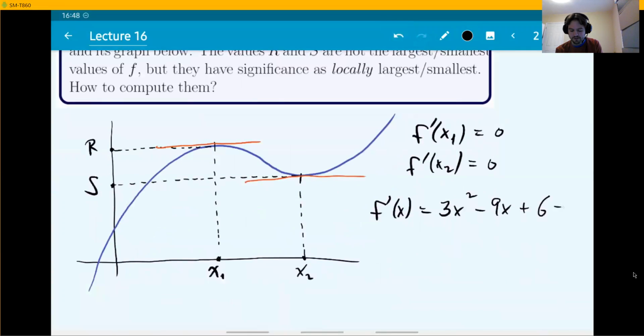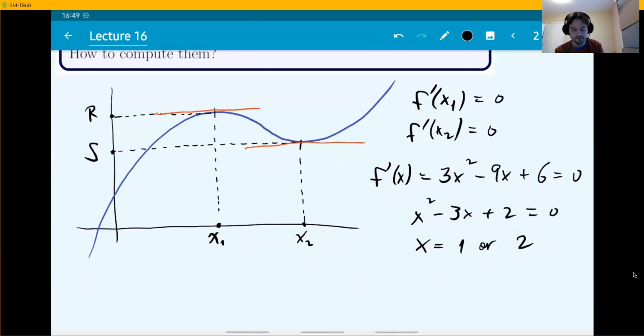So now this is the derivative. Set it equal to 0 and solve for x. Well, we can divide by 3 here, just simplify, and you see that the solutions are 1 and 2. That should be correct, yes. As you can see from the graph, we already knew there would be two solutions, and we indeed find the two of them here. So this is 1, this is 2.